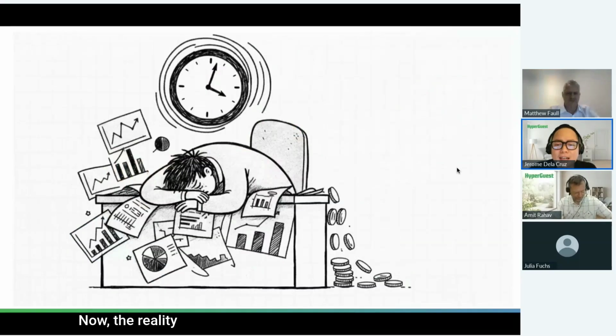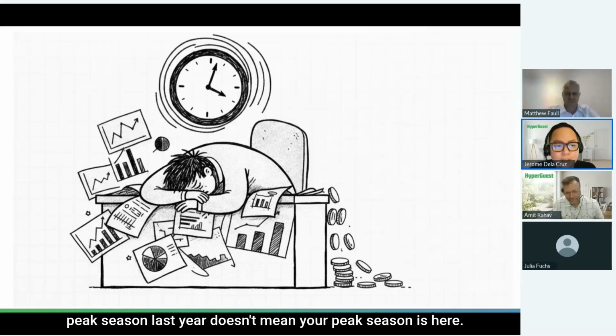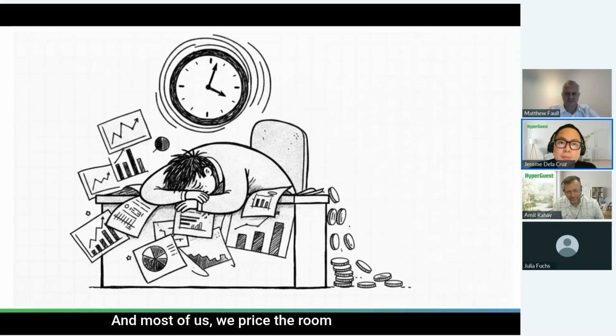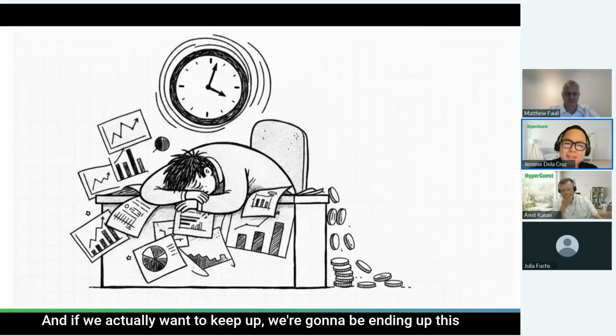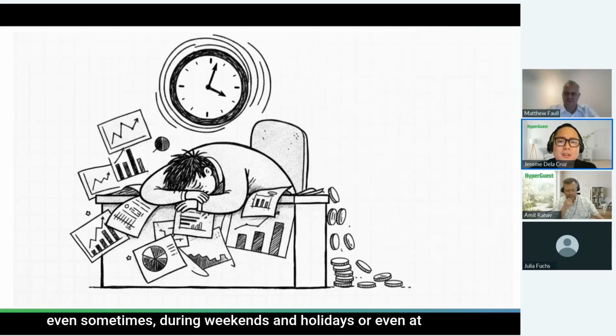Now, the reality is we distribute, as hoteliers, our discounts here and there and apply a blanket stop sale. That's a revenue loss for one main reason: your peak season last year doesn't mean your peak season this year. And most of us price the room based on the books, ignoring completely the demand signal. And if we actually want to keep up, we're going to end up like this guy, exhausted, too much manual work, adjusting discounts partner by partner, even sometimes during weekends and holidays, or even at 3 a.m. We'll end up looking like this guy, very tired.